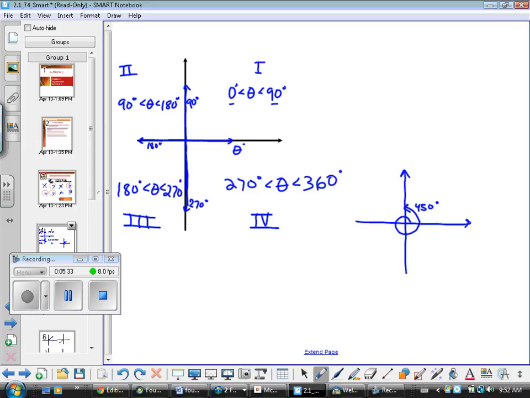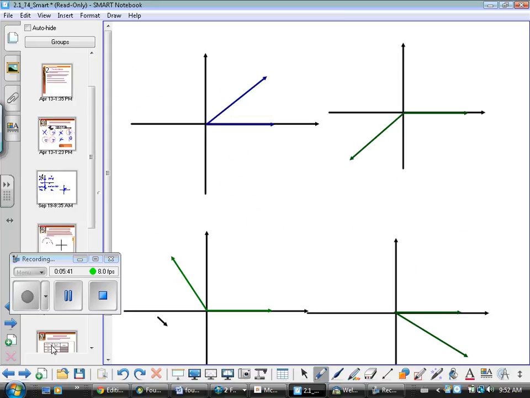Okay, the next topic, so that's standard position angles. That's an important topic. The next topic is reference angles. We do want to put our angles in standard position, but sometimes we don't want to consider that whole angle. Sometimes we want to look at the reference angle.